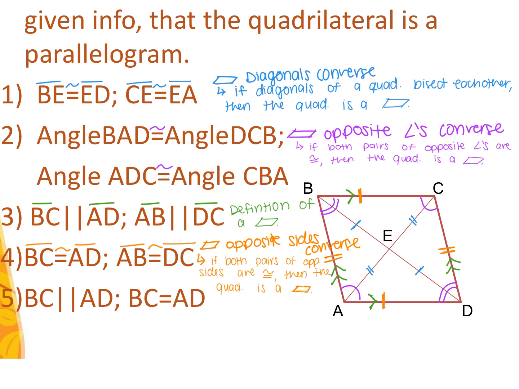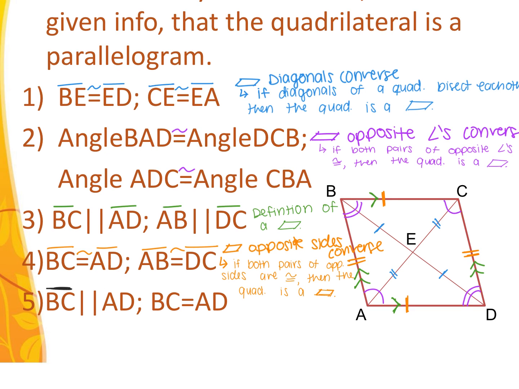And then looking at the last one, it says segment BC is parallel to AD. Okay, so drawing my parallel signs. I'm only looking at BC and AD. They're parallel and they're congruent. They're parallel and congruent, and I'm only looking at one pair of sides, the same side. So which one should number 5 be? Yeah. Opposite sides, congruent and parallel. Good.